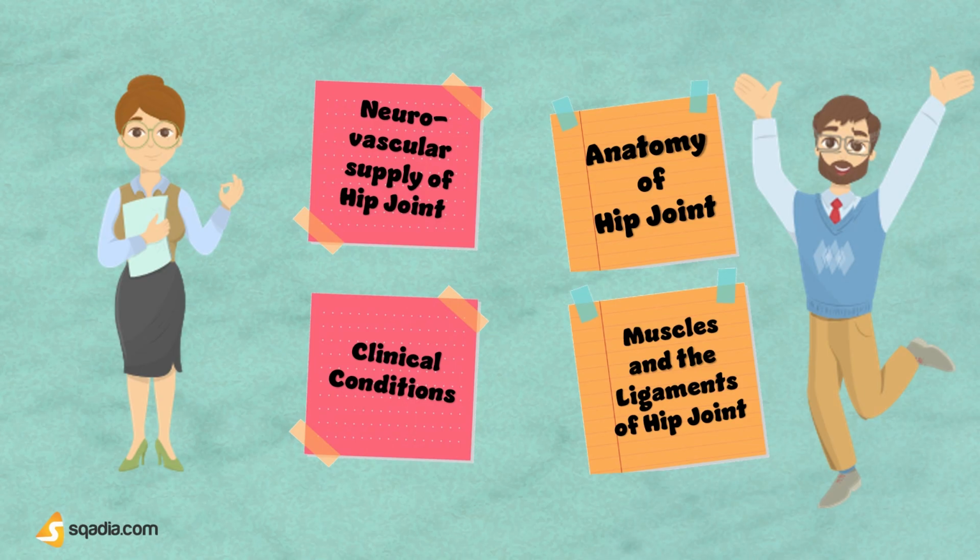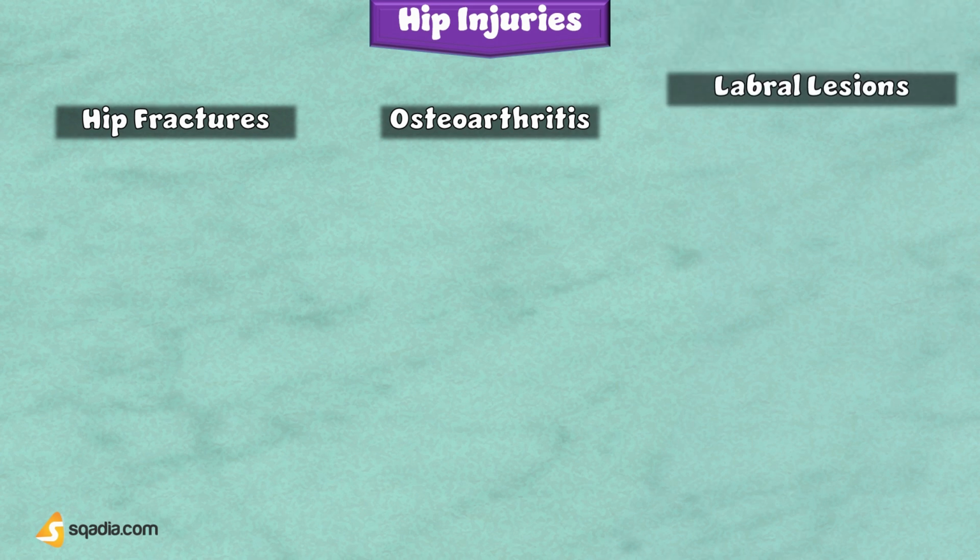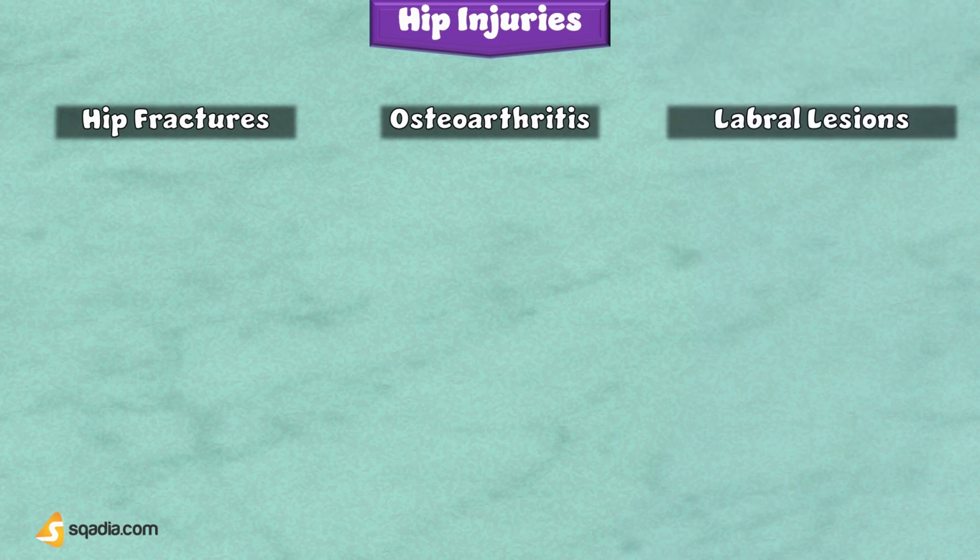In the beginning I said that I will also talk about some clinical conditions relevant to the hip joint. Hip injuries and conditions are common, especially as we age. Some of the most common hip injuries include hip fractures, osteoarthritis, labral lesions or tears.